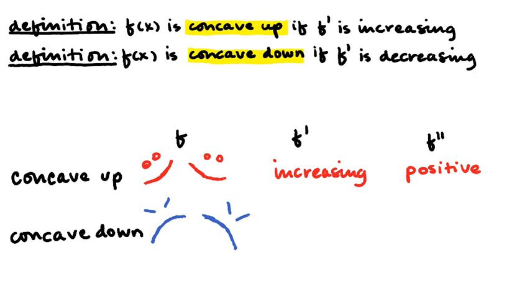We said in the definition that if it's concave down, that's because f prime is decreasing. So what could you say about the second derivative at a place where the graph of f is concave down? Negative, yes. There you go.